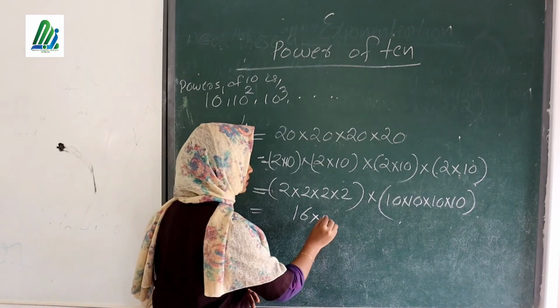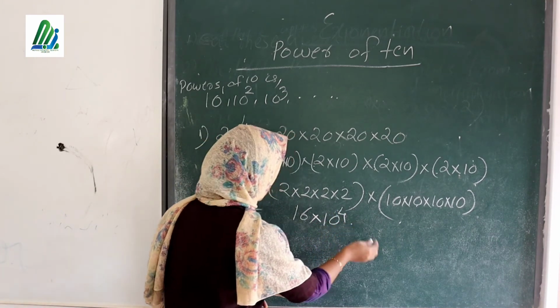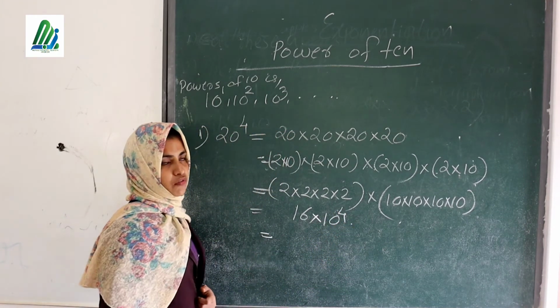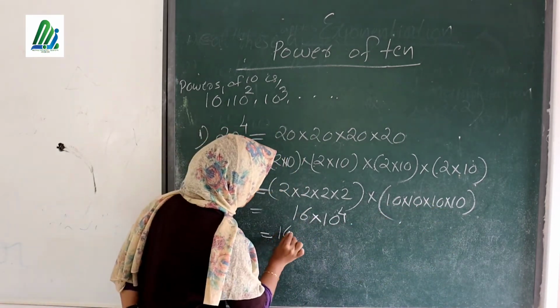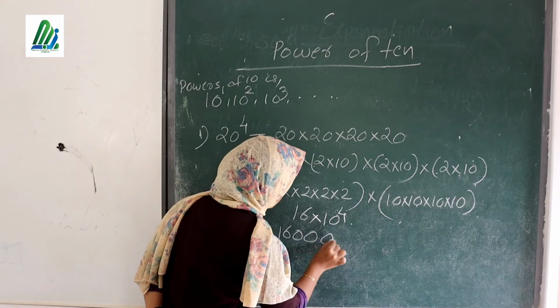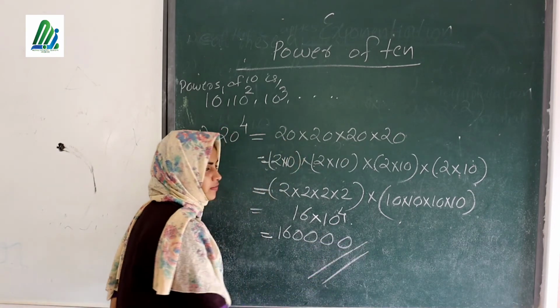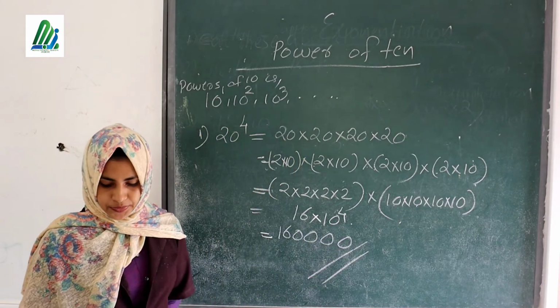Here, 1, 2, 3, 4, 4 tens are there, which means 10 raised to 4. 10 raised to 4 means putting 4 zeros. 1, 2, 3, 4. Putting 4 zeros. This is our answer.